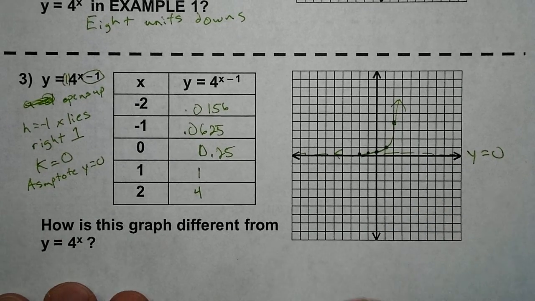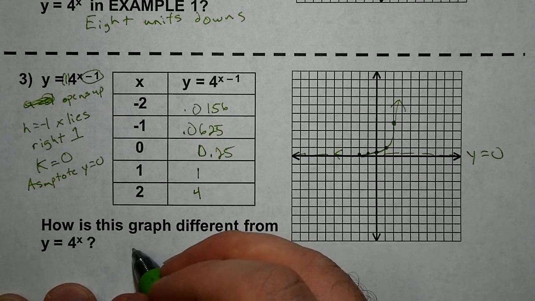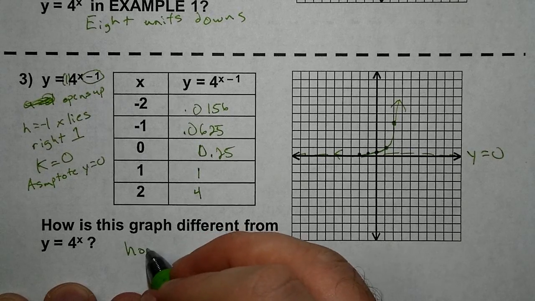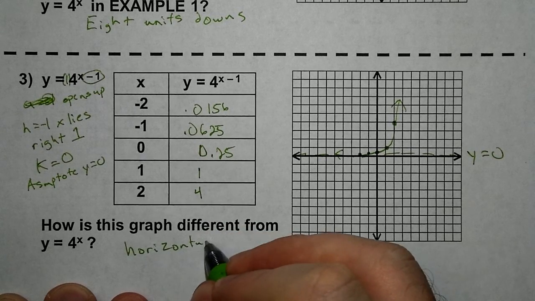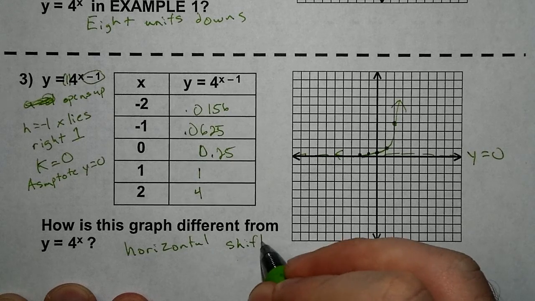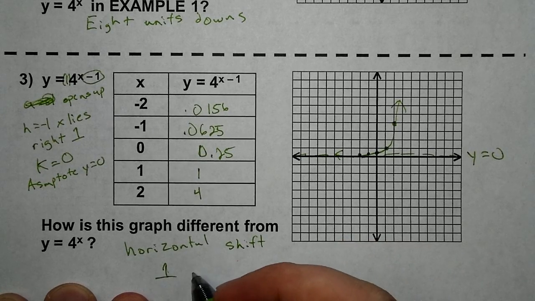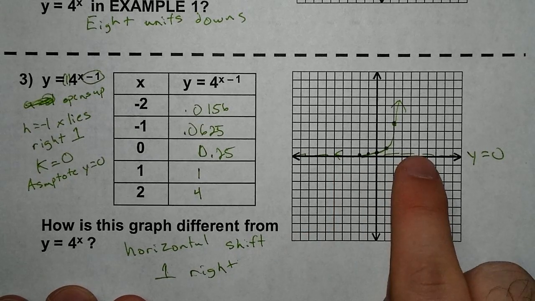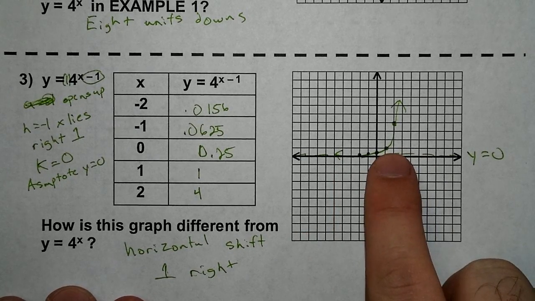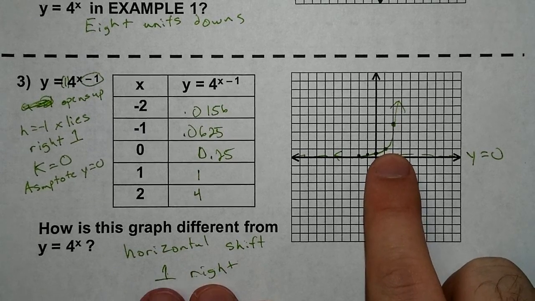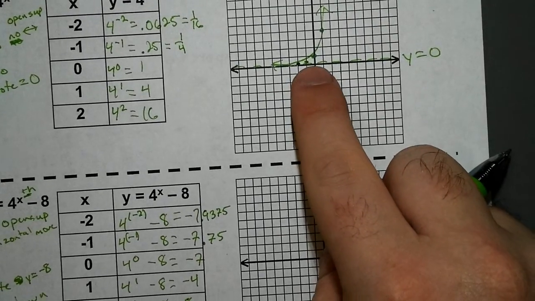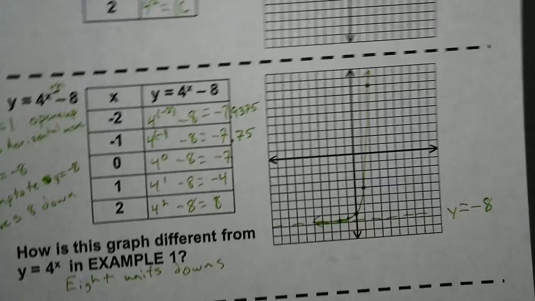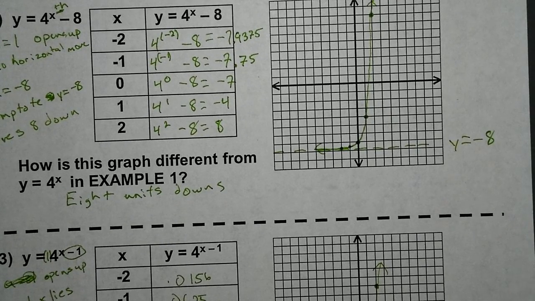So how is this different from the graph of 4 to the X? It is just a horizontal shift, and it goes 1 to the right. That's the only difference. It's all the same points, so just moved 1 over to the right. And you can look from right here to the one we started on, 0, 1, and now it's at 1, 1. And we can check all of the points and see they're just 1 moved over.